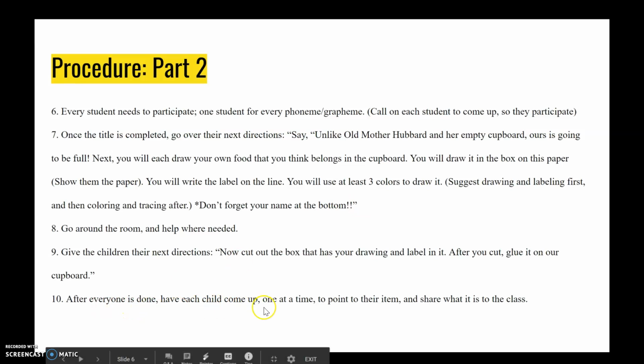And then after everybody is done, we'll hold up that nice poster and have one child come up at a time and point to their item and share what it is.